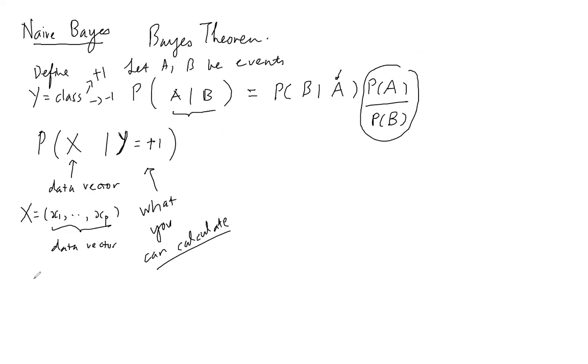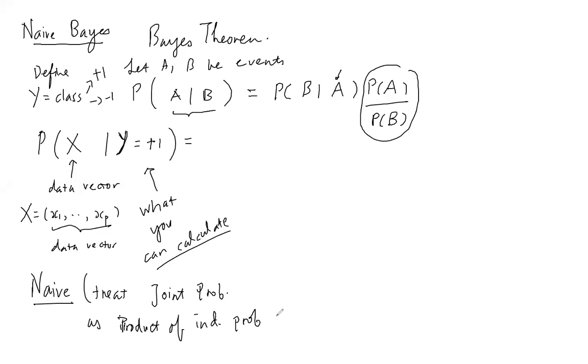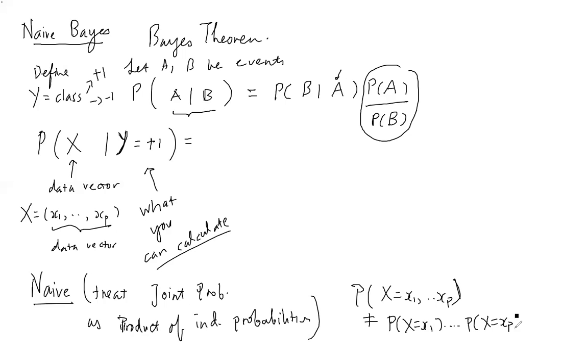Now the term naive Bayes, the naive here comes from the fact that we're going to treat the joint probability as a product of individual probabilities. You know that in general, when you have some joint probability, it is not equal to the product unless all the variables are independent. You basically cannot write this unless you have this independence.